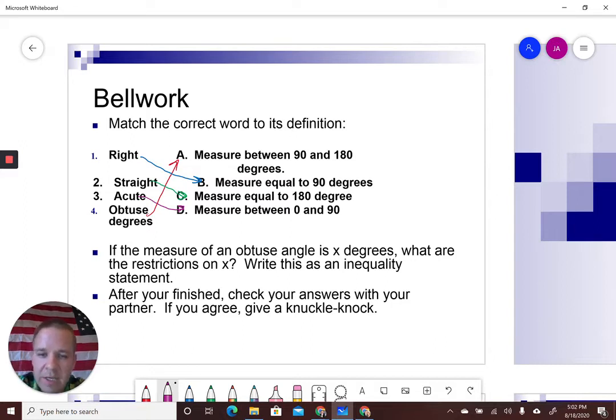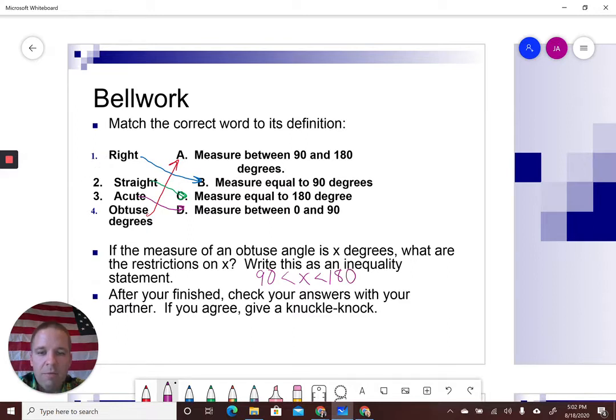Now, this next one says, if the measure of an obtuse angle is x degrees, what are the restrictions on x? Right, this is an inequality statement. This will come up quite frequently when we're dealing with different algebraic problems. How am I going to write that as an inequality? Well, we're doing a compound inequality. It's between two numbers, so it's going to be between 90 and 180.